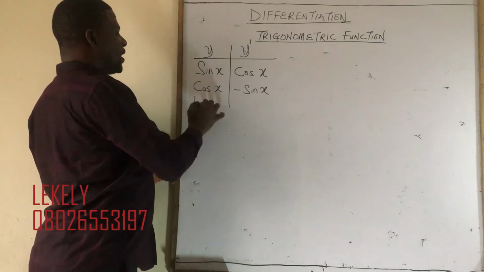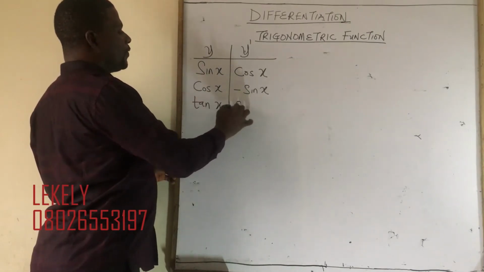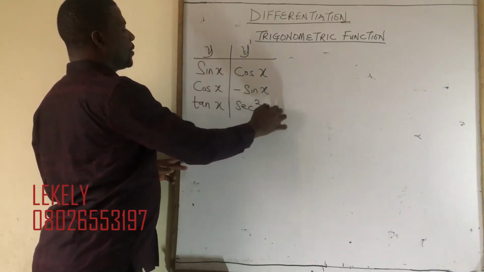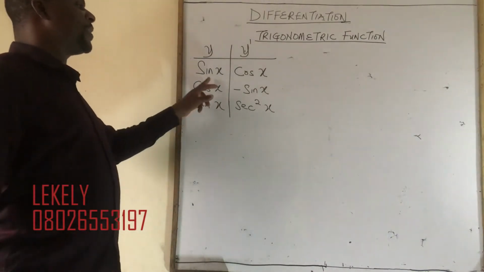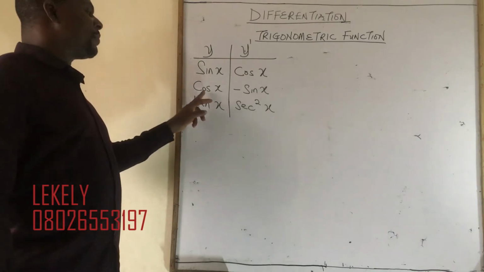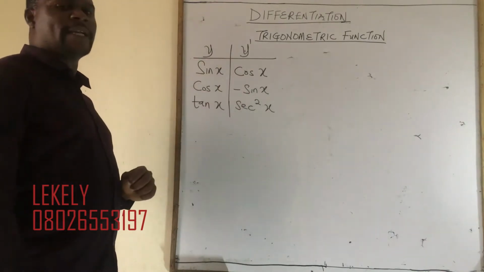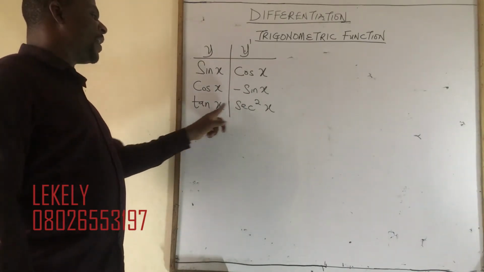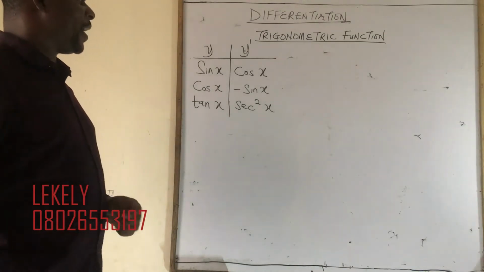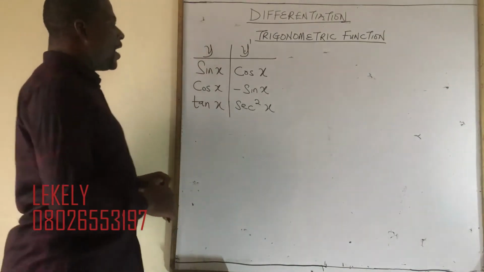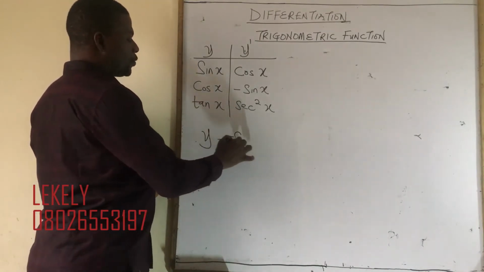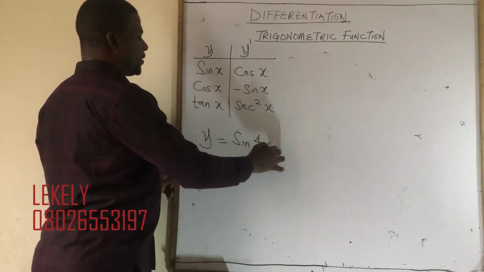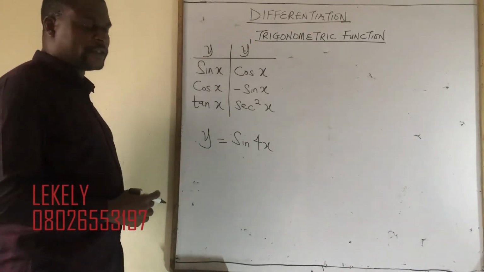If you differentiate tan x, it will give you sec squared x. You see that? So anytime you differentiate sine x, it will give you cos x. Anytime you differentiate cos x, it will give you minus sine x. Anytime you differentiate tan x, it will give you sec squared x. Okay? Having said that, let's assume you have something like this: y equals sine 4x, and you want to differentiate.